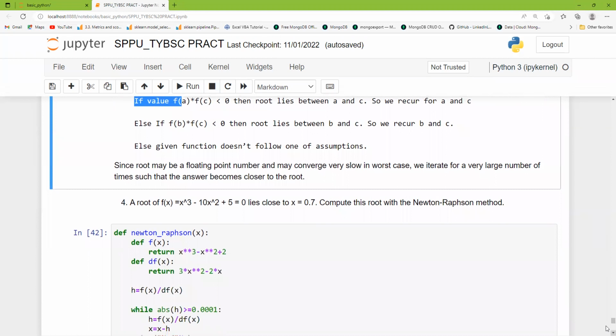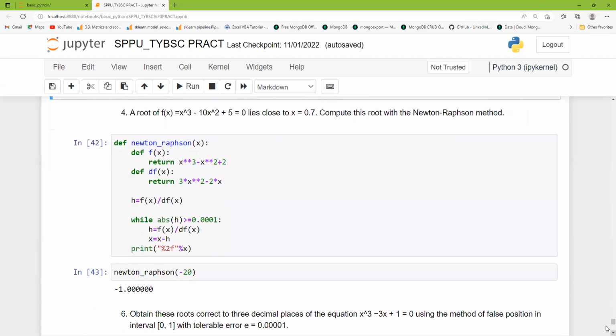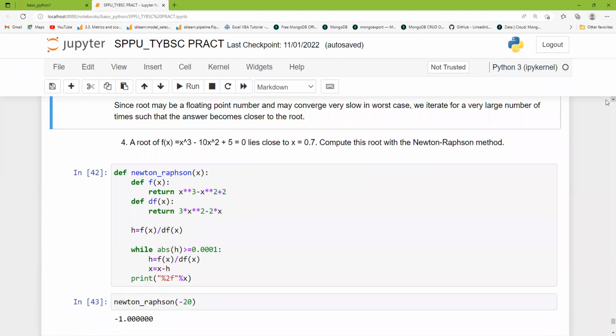Now, next question. That is the fourth question. Why am I not taking the third question, guys? Because the third question and second question are the same. So what is the fourth question? A root of f of x equal to x cube minus 10x square plus 5 equal to 0 lies close to 0.7. So compute this root with the Newton-Raphson method. We have to compute this root of the equation by using the Newton-Raphson method.